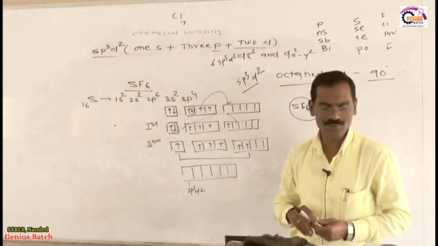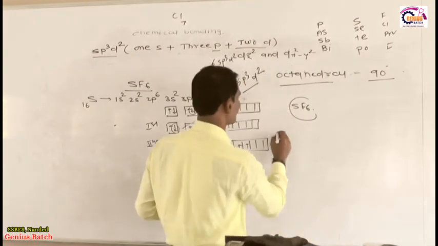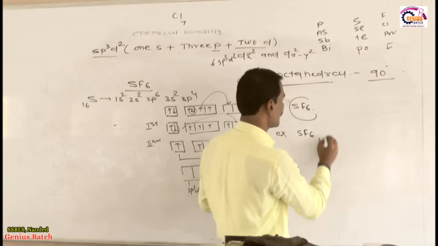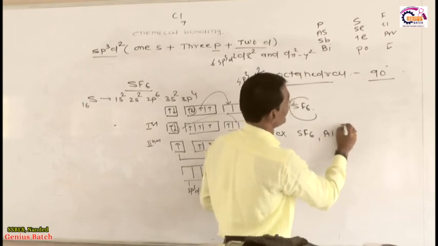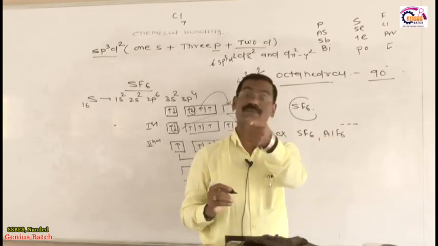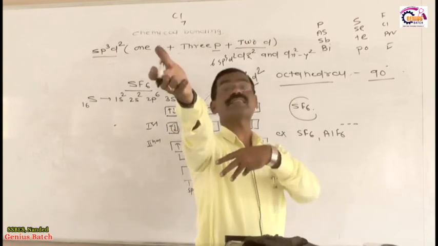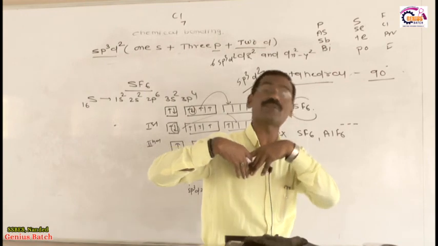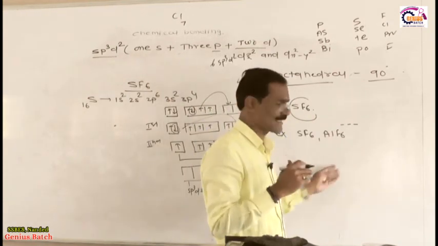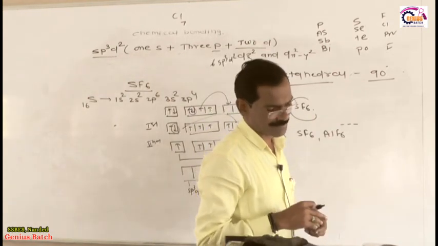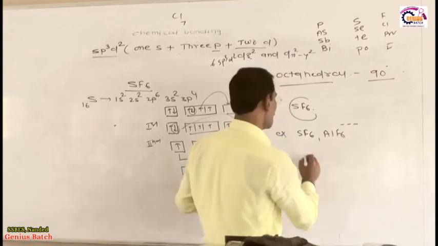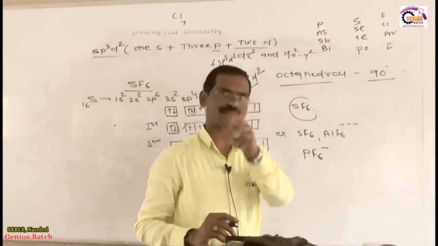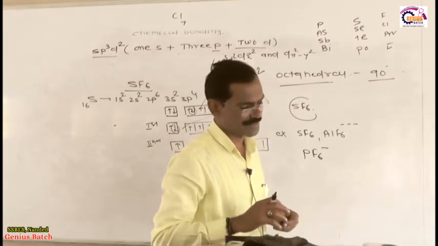Now I am giving you some examples of this hybridization: SF6, dear students, and AlF6 minus, because the valency of aluminum is 3, and the extra 3 fluorine atoms act as ligands, coming toward the aluminum by donating their pair of electrons, therefore this is AlF6 minus. Finally PF6 minus, only 1 minus because the higher valency of phosphorus is 5, and one more extra halogen is there.